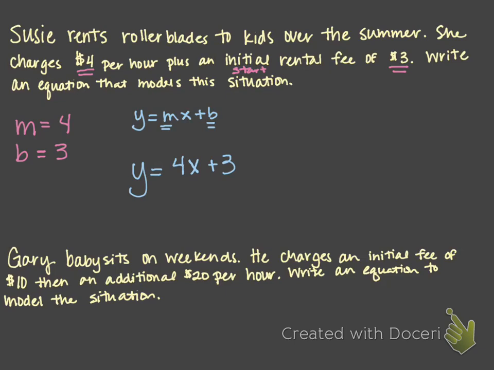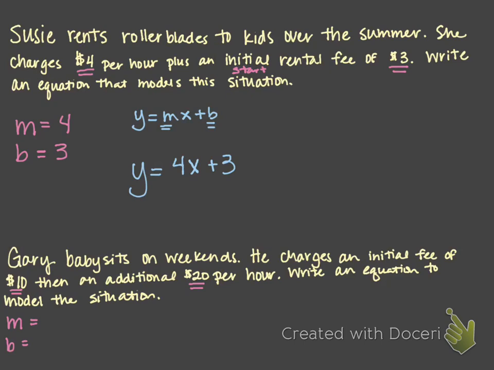So Gary babysits on weekends. He charges an initial fee of $10, then an additional $20 per hour. We want to write an equation to model this situation. So once again, we want to figure out what our m values and our b values are for this. So m is going to be our growth. So which number out of 10 and 20 represents that constant growth?